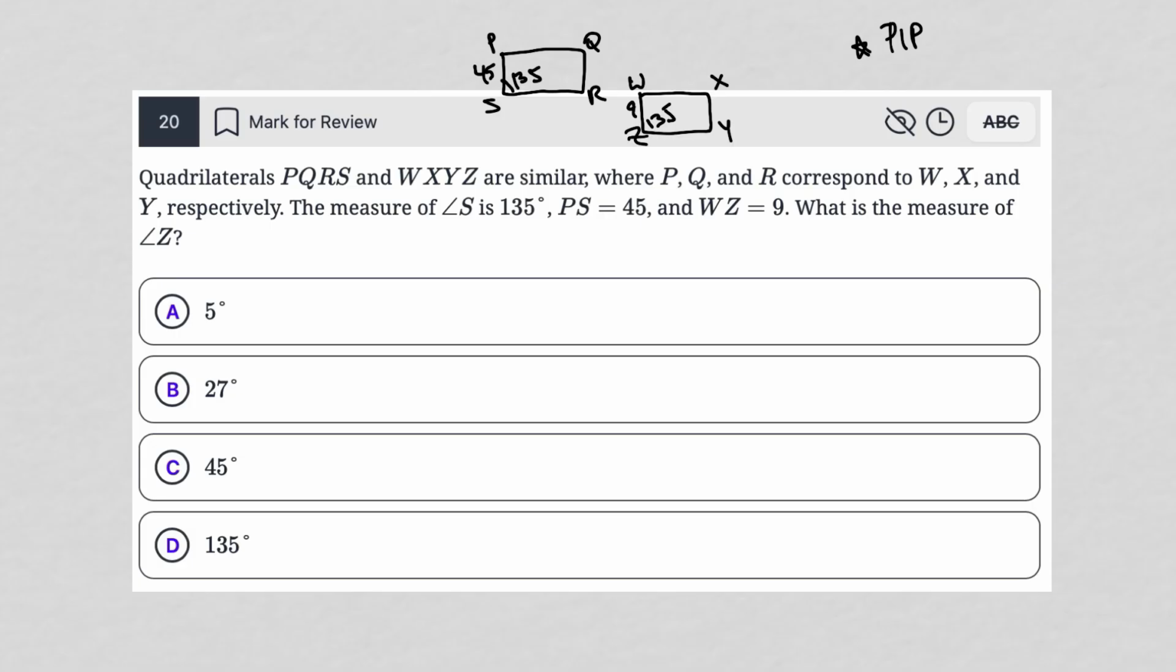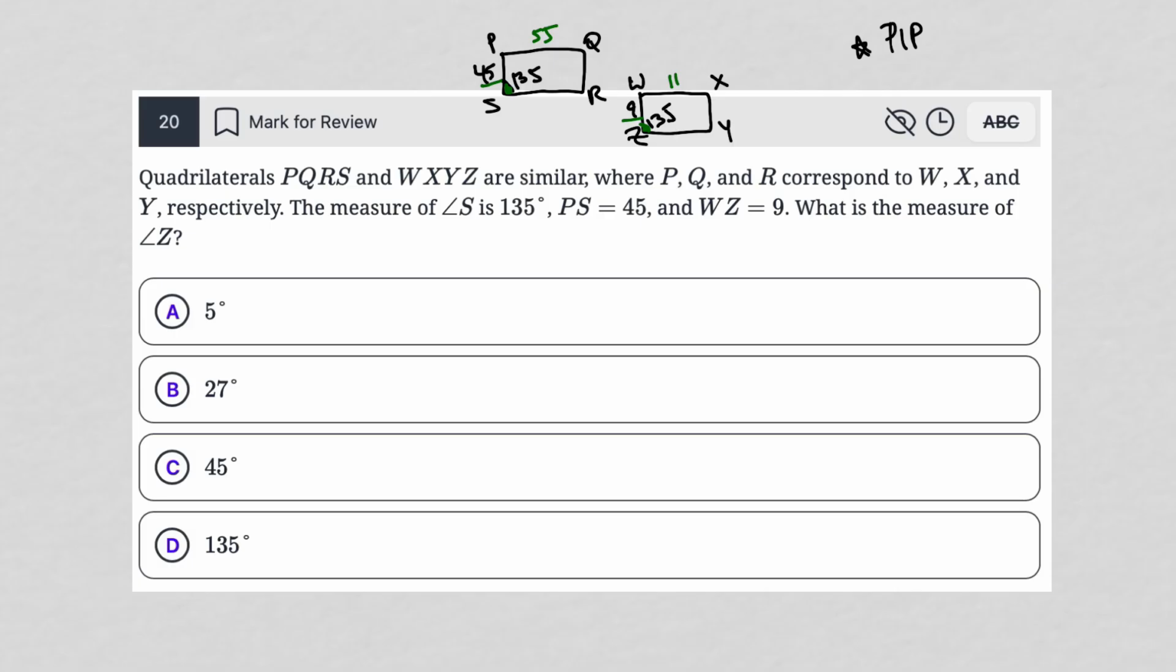Oh, so trick question. The angles between two similar shapes are always congruent. Their side lengths are proportional, right? So again, 9 and 45. If I told you this was, say, 55, that would make this 11. So we can use the proportionality of their side lengths in that way.